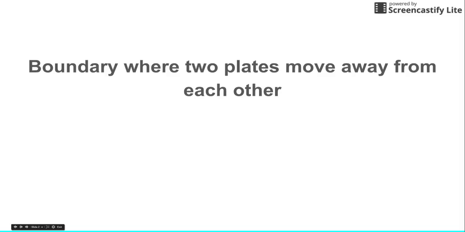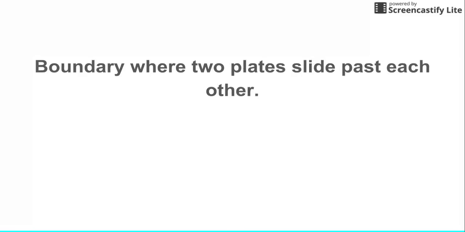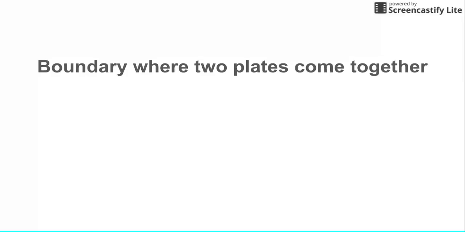So the first one is the boundary where two plates move away from each other. This is called a divergent boundary. The boundary where two plates slide past each other is called a transform boundary. A boundary where two plates come together is an example of a convergent boundary.